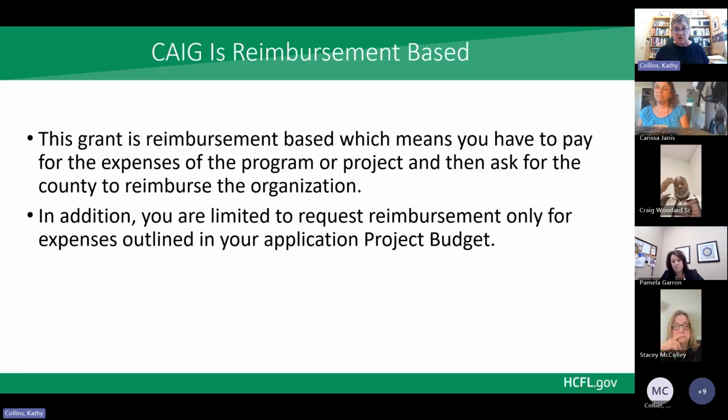It doesn't mean you're going to get a check as soon as the county says that they're going to fund the program. You have to spend the money, submit reimbursements, and then get a check once it has been approved.